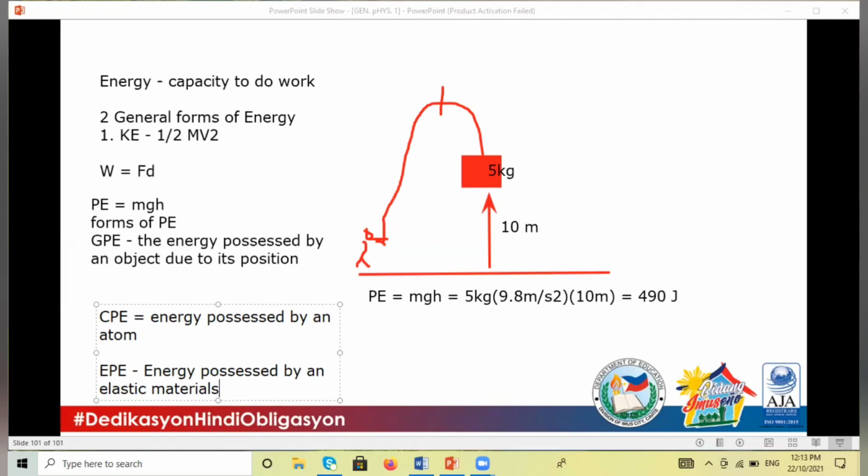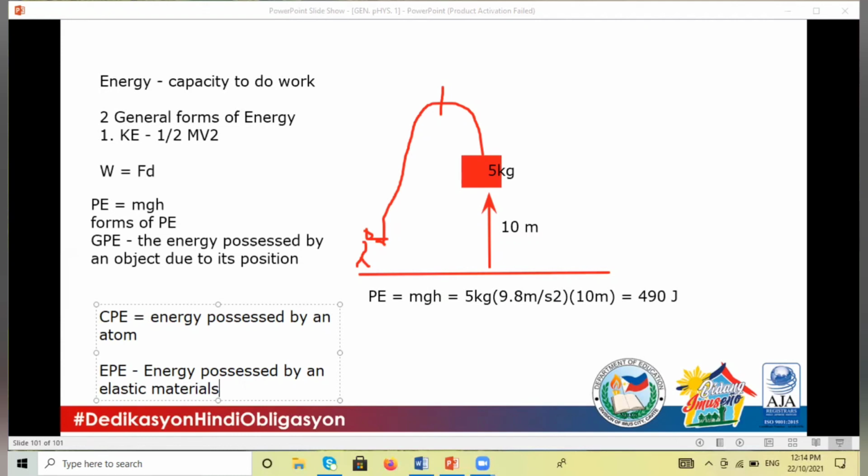And the amount of work needed to compress or stretch of the spring depends on the force required per unit length. So yung amount of work, nakadepende syempre dun sa force na ginagamit mo. When the distance or length of a material increase, the elastic force is negative. So the potential energy is increased. When the distance decreases, the elastic force does positive work and potential energy decreases.